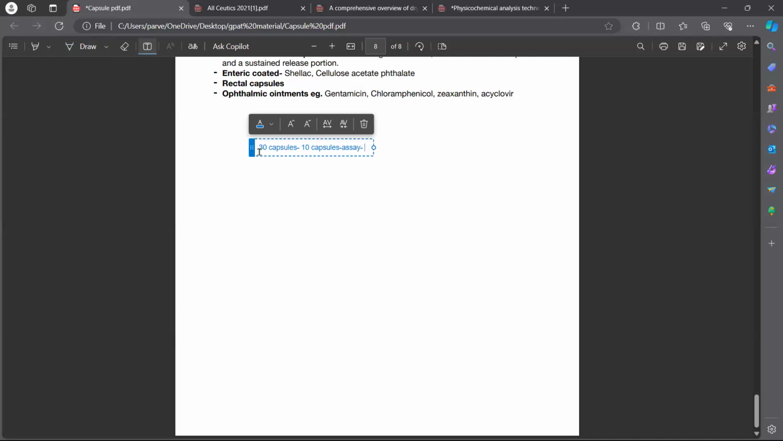After performing assay, 9 must contain drug content from 85 to 115 percentage, and not less than 1, and no capsule should contain below 75 to 125 percentage.